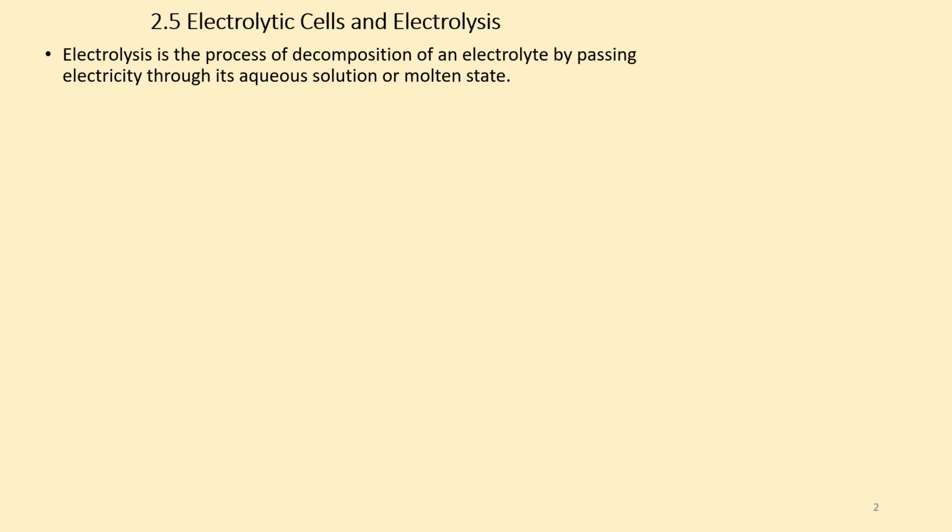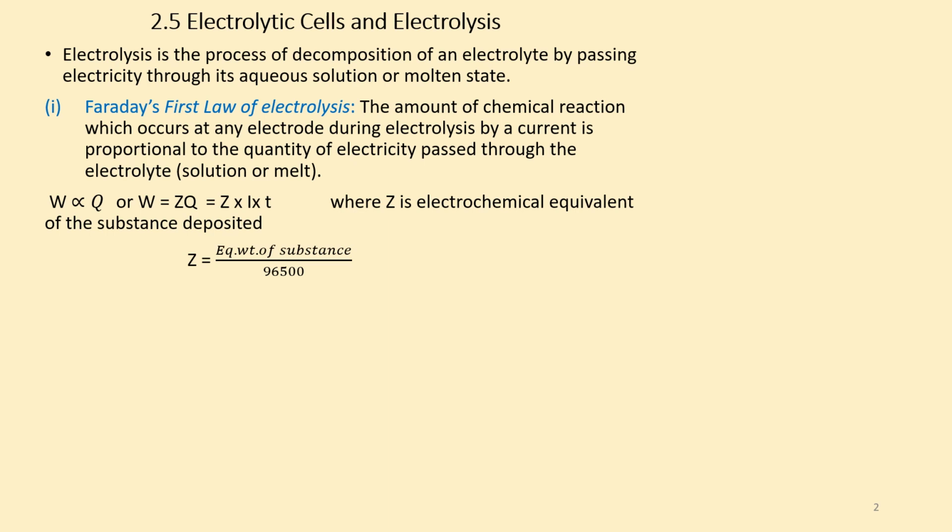Electrolytic cells and electrolysis. Electrolysis is the process of decomposition of an electrolyte by passing electricity through its aqueous solution or molten state. Quantitative aspects of electrolysis. Michael Faraday was the first scientist who described the quantitative aspects of electrolysis. Now, Faraday's laws also flow from what has been discussed earlier.